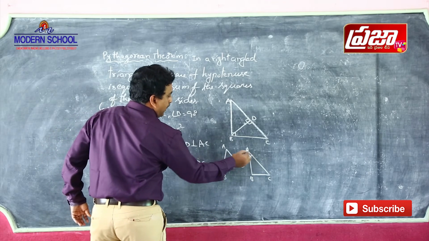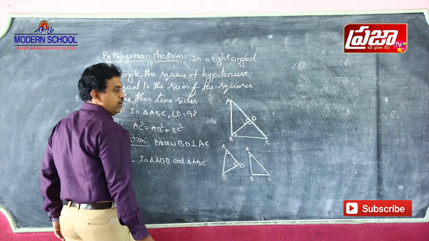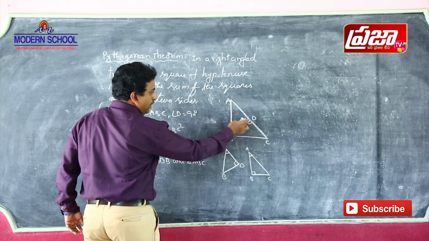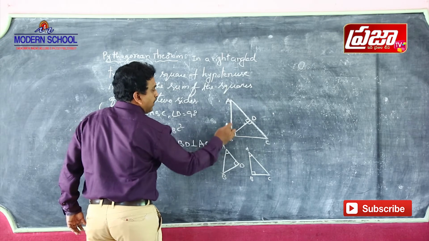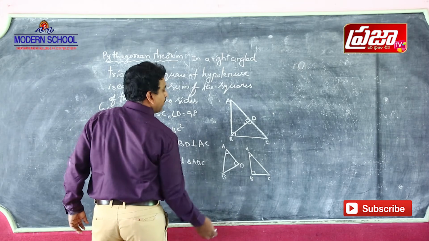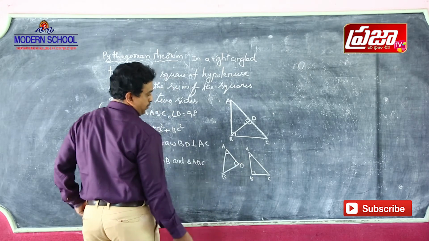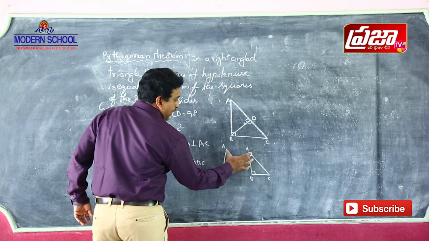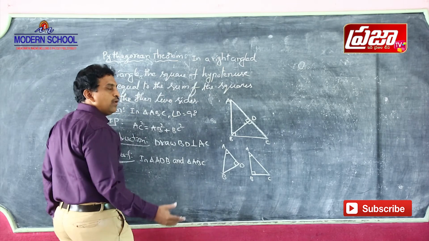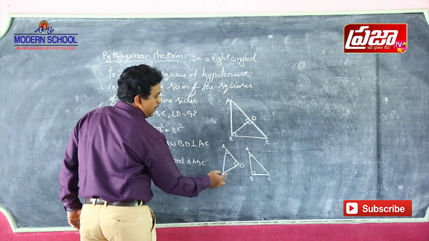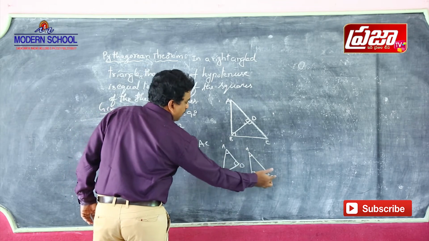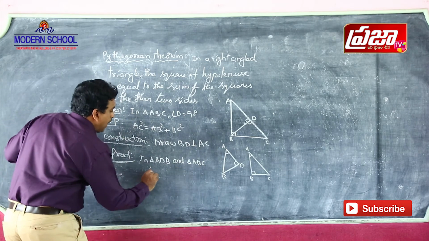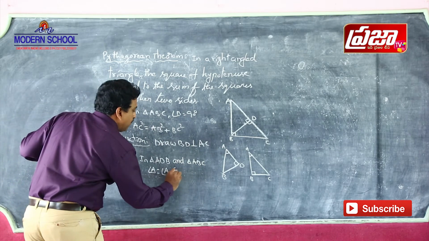So in both the triangles, angle A is the common angle. In triangle ADB, what is the angle at D? 90. You can observe here. And in triangle ABC, what is the angle at B? 90. So in triangle ADB, angle at D is 90, and in triangle ABC, angle at B is 90. So in triangle ADB and triangle ABC, angle A is equal to angle A, the common angle.